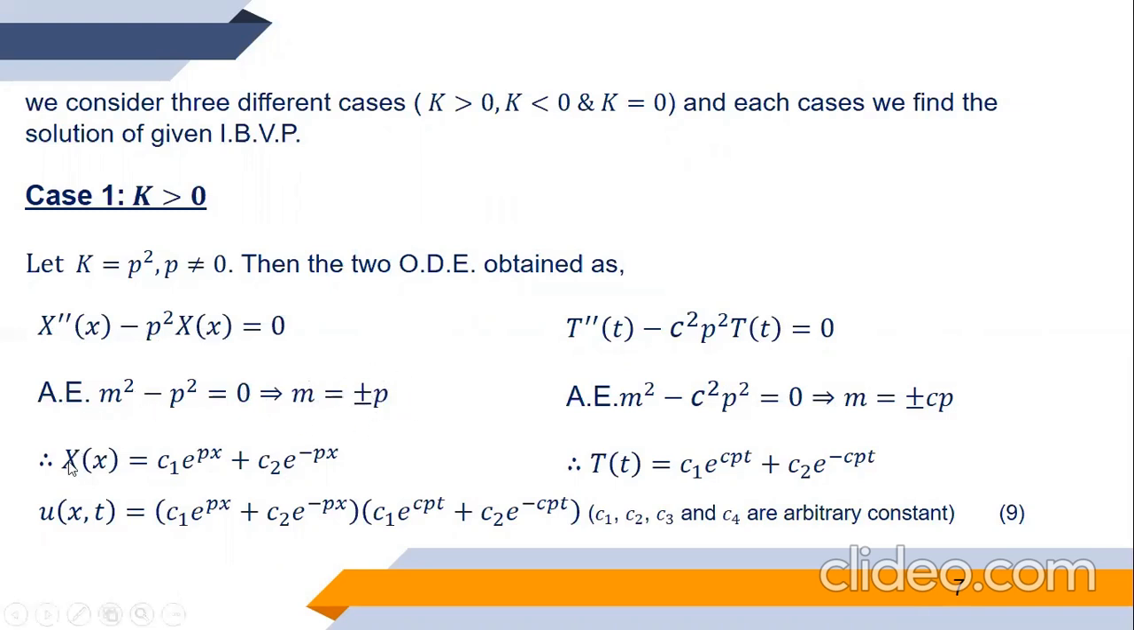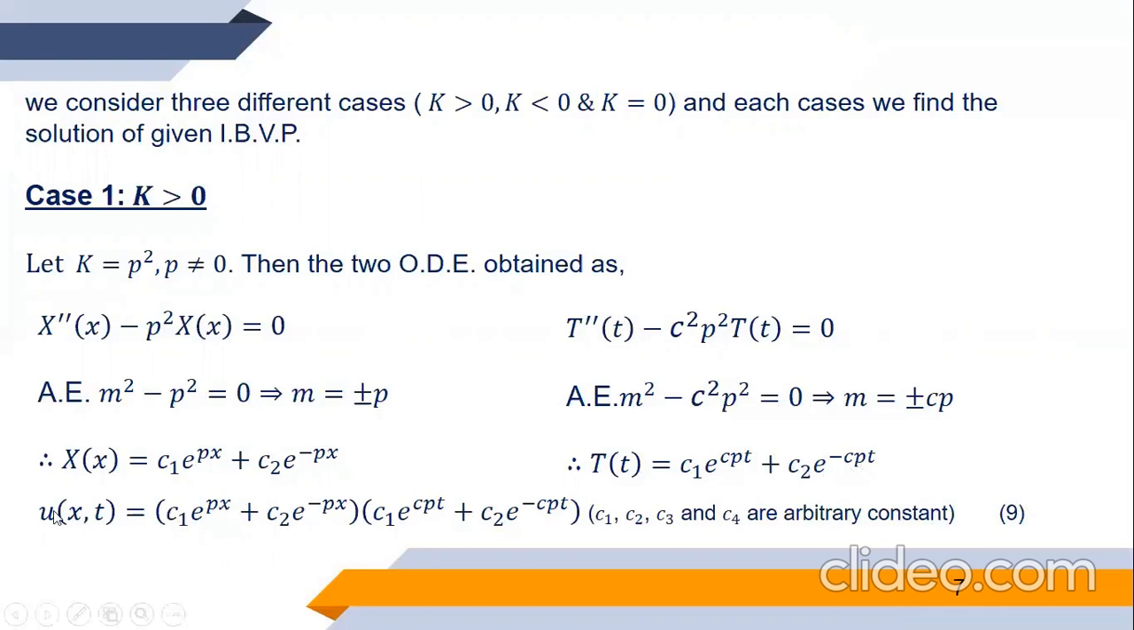So we write the solution form: X of x is c1 e raised to px plus c2 e raised to minus px. Similar way, T double dash minus C square p square T is equal to 0. This is again the second order ODE. So the auxiliary equation is m square minus C square p square is 0. Therefore, we write m is equal to plus or minus Cp. This is again the real and different root. Therefore, T of t is c1 e raised to Cpt plus c2 e raised to minus Cpt.